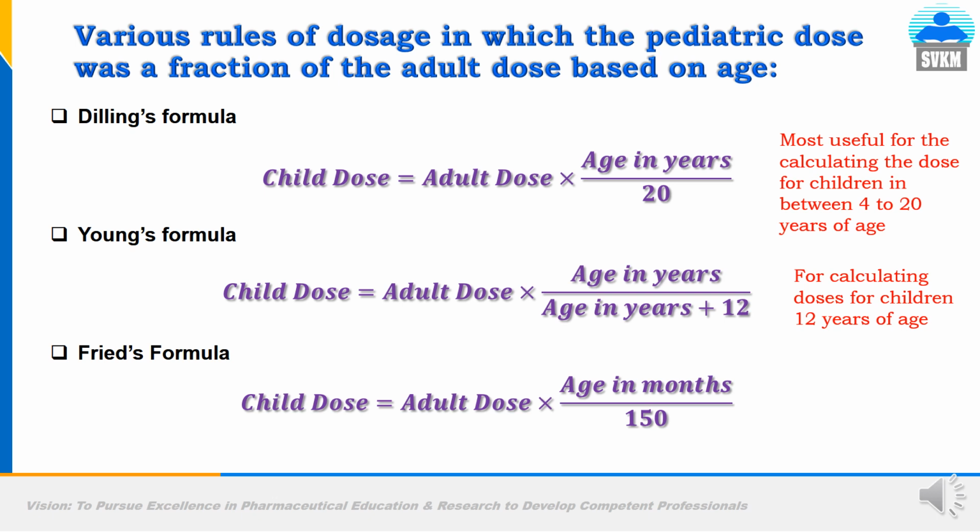Third is Fried's formula. Fried's formula is: child dose is equal to adult dose multiplied by age in months divided by 150. Here age is given in months, right? So this formula is used for calculating doses for infants under 24 months. It means that you can calculate the dose from a 1 month old child up to 24 months of age. So this formula is basically used for calculating the dose of infants or newborn babies.